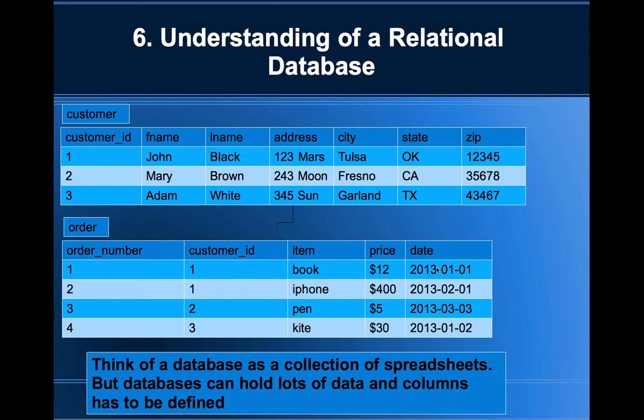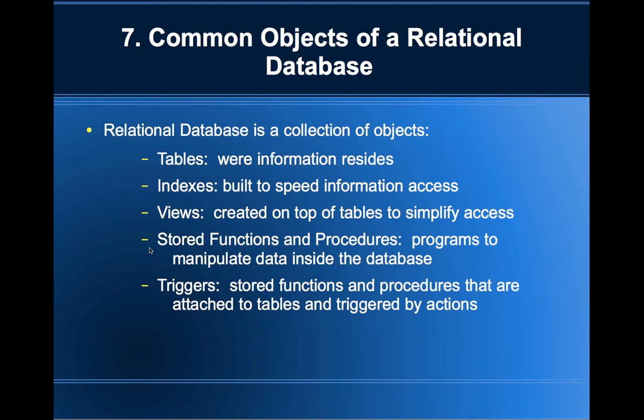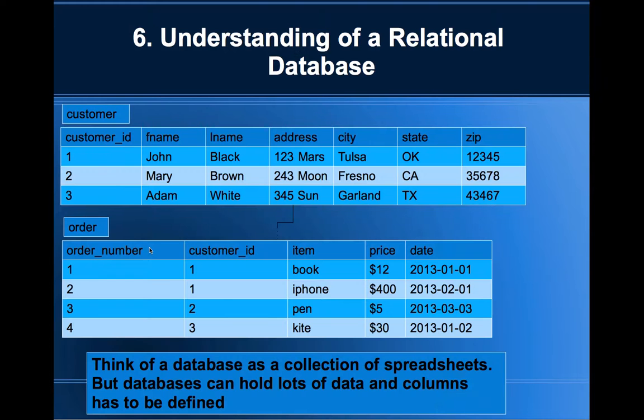So you can think of a database as a collection of spreadsheets. The difference is databases can store lots and lots, millions and billions, of information, and the columns that you put in there have to be defined and have to be consistent across all of that. Meaning, if you define a column as numeric, it will have to be numeric throughout the whole table.